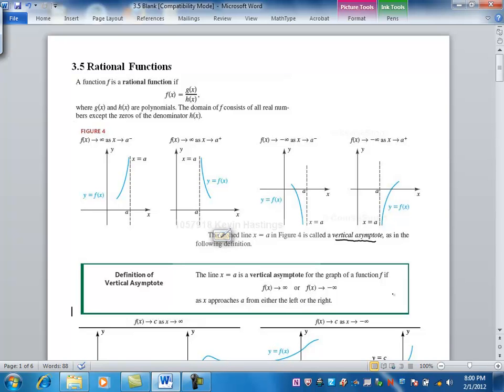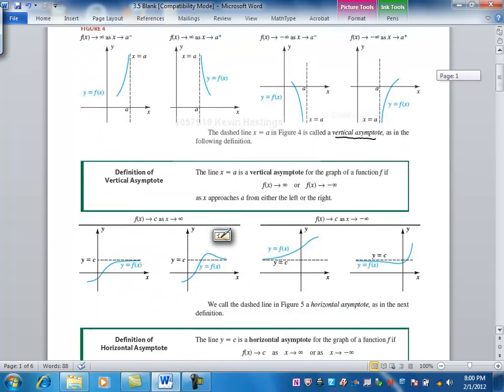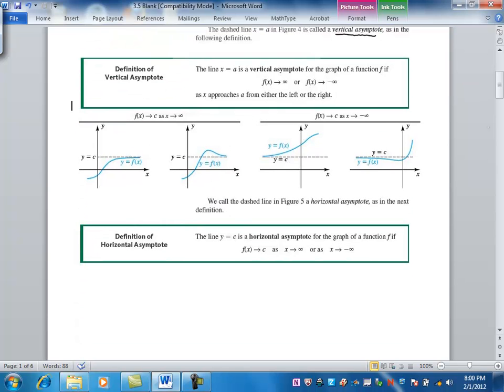So with vertical asymptotes, folks, we are guaranteed that your function is either approaching positive or negative infinity, either coming in from the left or the right, or possibly both. We have vertical asymptotes. We also want to talk for a little bit about horizontal asymptotes. Now, there's one big difference between horizontal and vertical asymptotes.